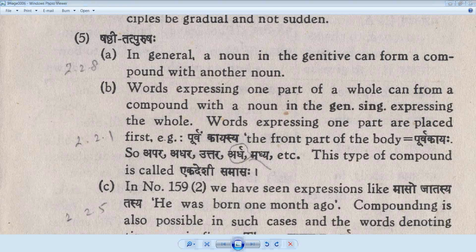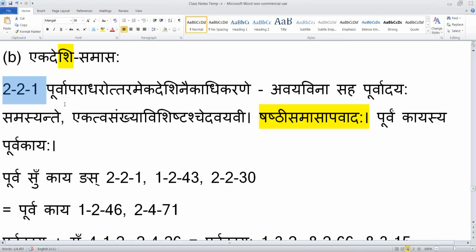Let's look at what Panini says then. He says Purva Aparadharottaram Ekadeshinaikadhikarane. Purva, Apara is like the earlier part, the latter part, Adhara the lower part, and Uttara the upper part. Only these four specific words: Purva, Apara, Adhara, Uttara. Uttaram. This is the Prathama Nidrishtam. It's the Samahara Dvandvaha. So now that will get the Upasarjana Sanya. Upasarjanam Purvam. So in this Ekadeshi Samasaha, this is going to get the Purva Nipataha.